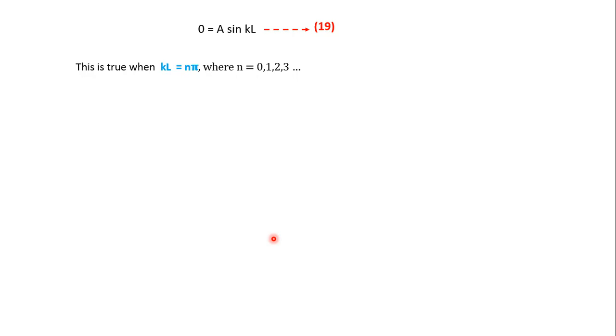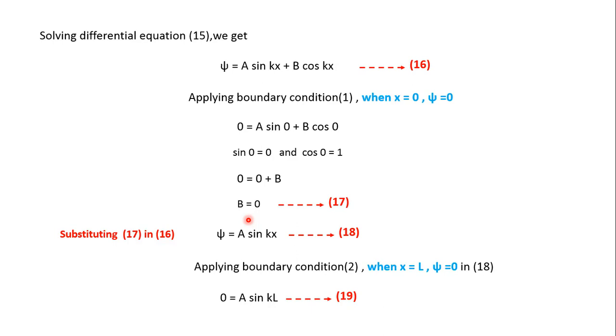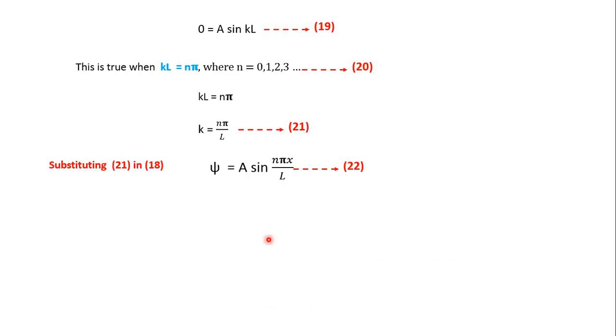And when we have KL is equal to n pi, K will be equal to n pi by L. Substitute this K is equal to n pi by L in equation 18. In equation 18, psi is equal to A sin kx. Substituting K is equal to n pi by L, this will become A sin n pi x by L. This is equation 22. Now we have to solve the value of A.